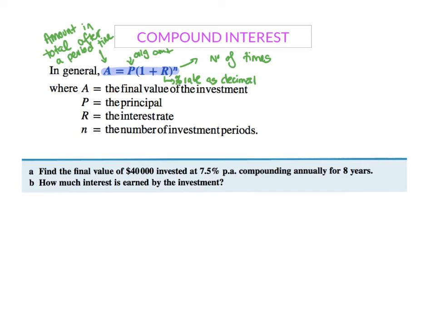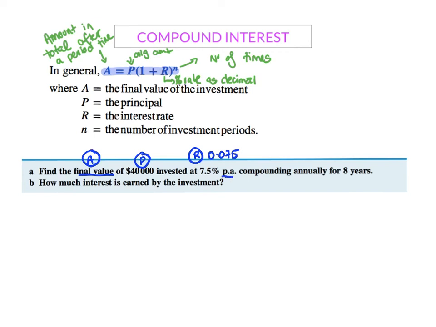So find the final amount value. So that's their way of saying A, of a 40,000 investment. So here's my P. I invested at 7.5%. So that means this is my rate, but I'm going to change it to a decimal. So 0.075, because it's percent per annum.